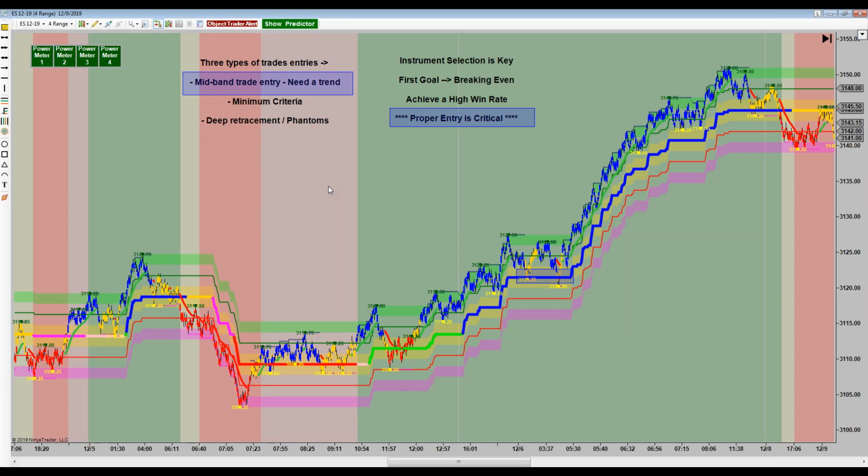So let's start real simple. How about this area right here on ES? Is this an uptrend or a downtrend in this area, where my cursor is, from here all the way over to here? Just U for up, D for down. Uptrend or a downtrend?